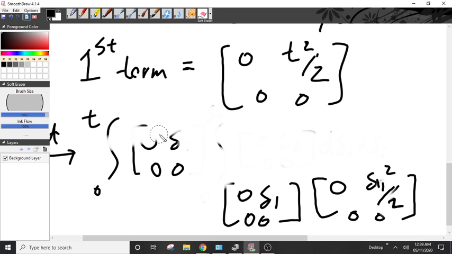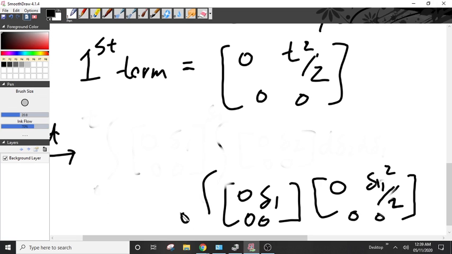Okay, so I've written these two things, and it will be integrated from 0 to t. So I'll integrate this from 0 to t, and here I have d sigma 1. So I need to multiply these two matrices first. So 0 into 0 is 0, sigma 1 0 0, 0 into this is 0, sigma 1 this is 0, 0 into this is 0, 0 into this is 0, 0 into this is 0, 0. So this term becomes 0.